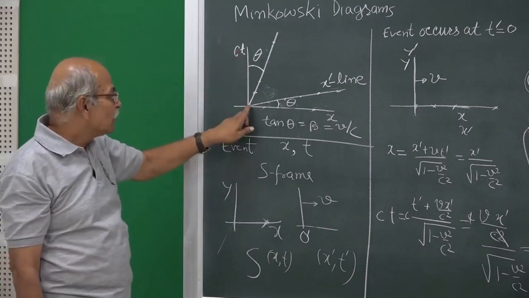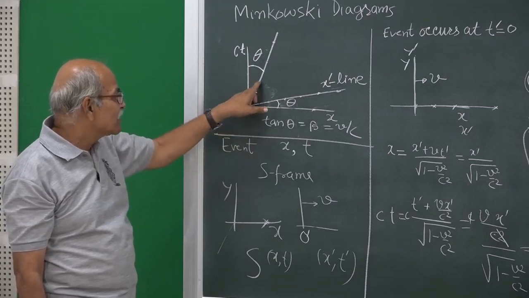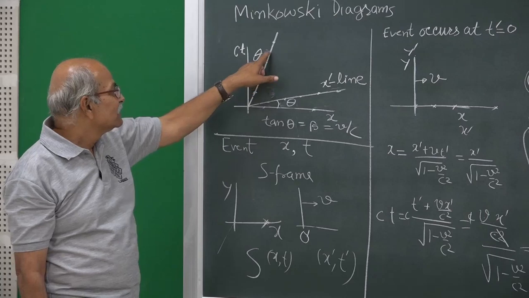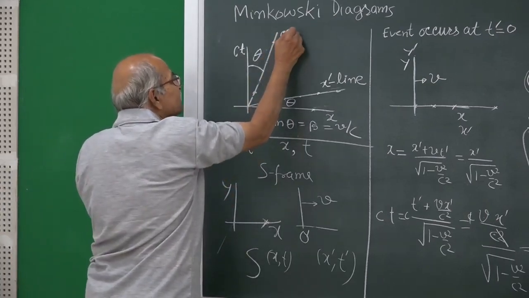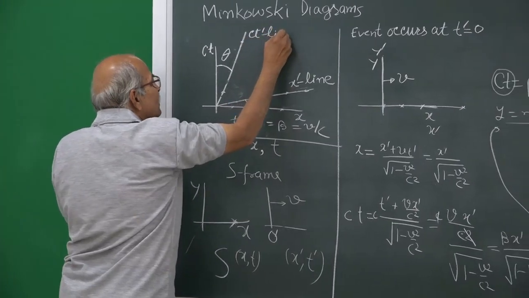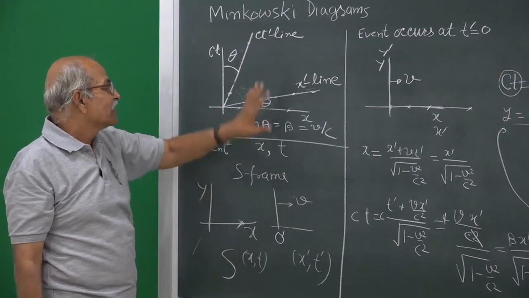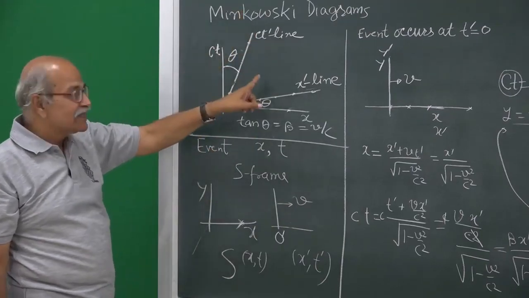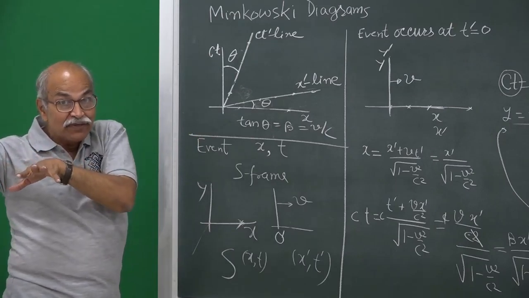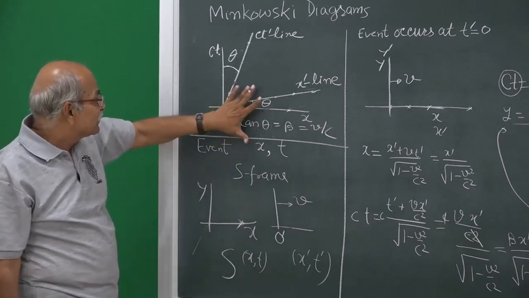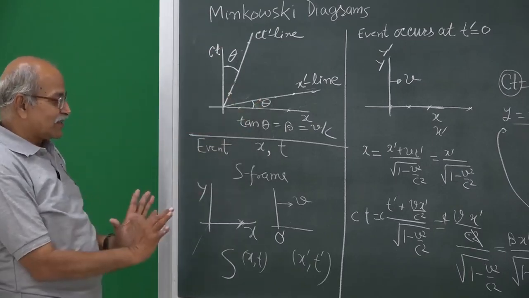Now, on this line, all the points, what is x prime here? 0. What is x prime here? 0. So, I call it the CT prime line. Every time I will not write this line, I will write this x prime and CT prime. But remember, this is not the x prime axis of our frame, that I am not drawing here, and similarly for this CT prime. So, this is one part.